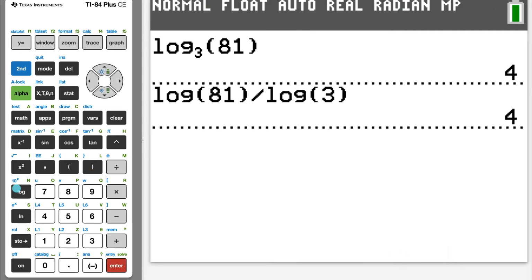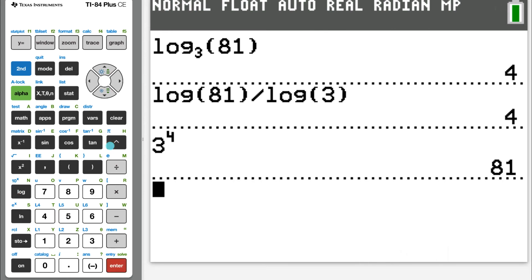And why is the answer 4? Because 3 to the 4 is 81. A logarithm is just a way of asking what exponent goes on the base to get the argument. We figured out 4 is the exponent that goes on 3 to get 81, and that just verifies it.